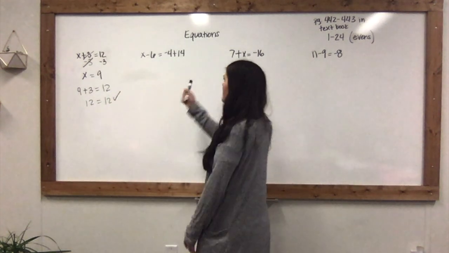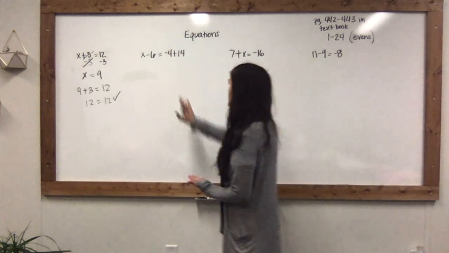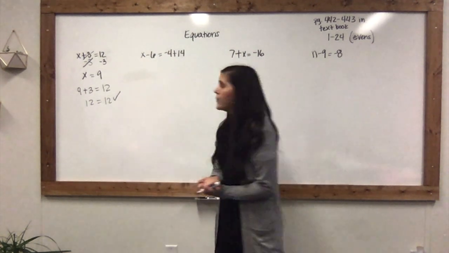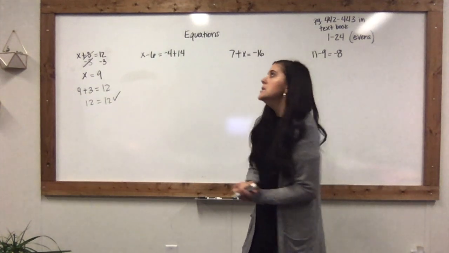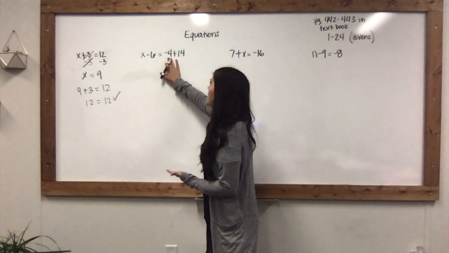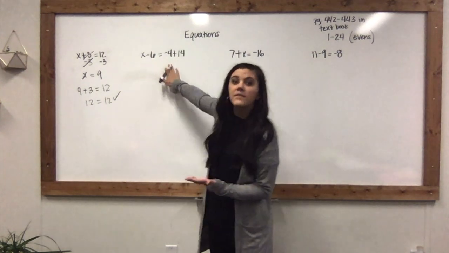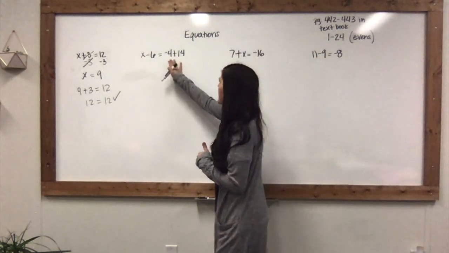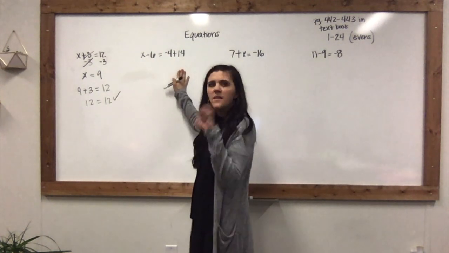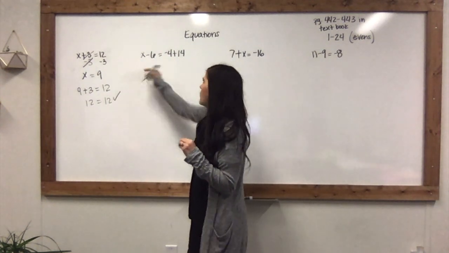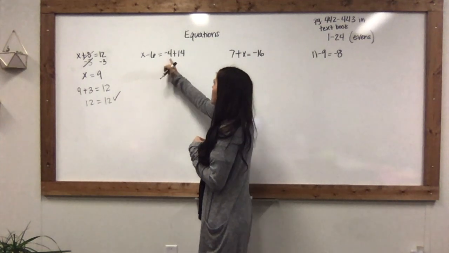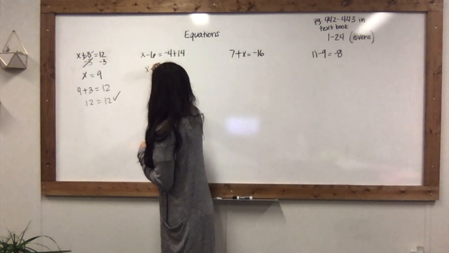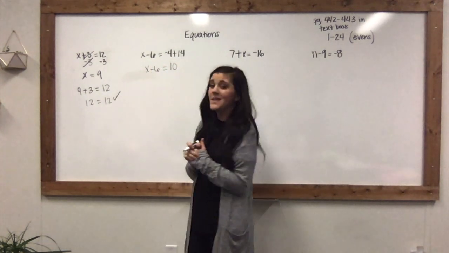Good? Let's move on. So this one, we have x minus 6 equals negative 4 plus 14. So I am going to simplify this side of the equation first. I know it looks a little intimidating, but I can go ahead and simplify this, and that'll make it a little bit easier for me to solve for x, okay? So negative 4 plus 14, that's going to give you a positive 10. So we'll have x minus 6 equals a positive 10.